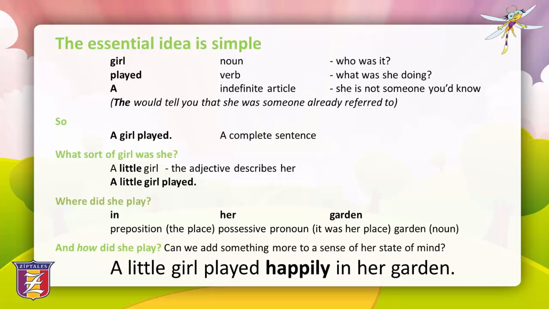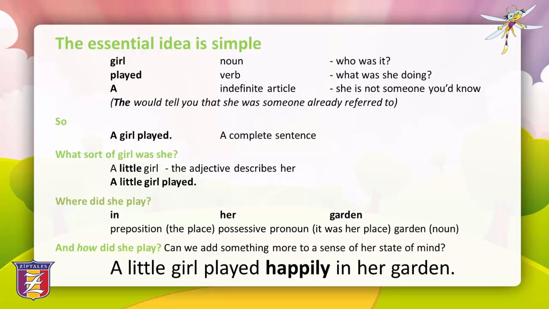a, indefinite article. She's not someone you'd know. If it were the, it would tell you that she was someone already referred to. A girl played. A complete sentence. But a bit bald. What sort of girl was she? A little girl. The adjective which describes her. So, a little girl played.